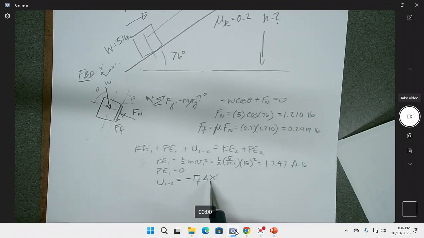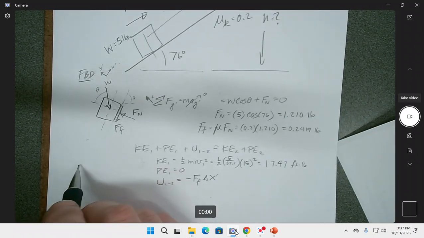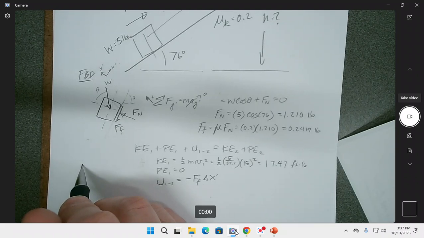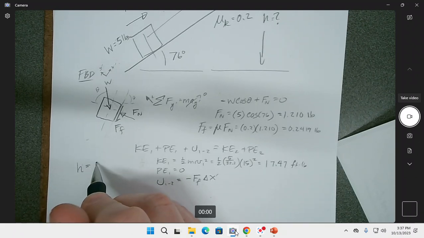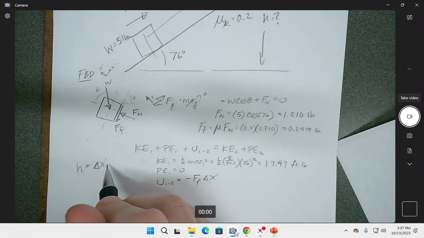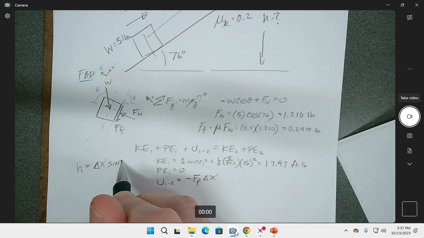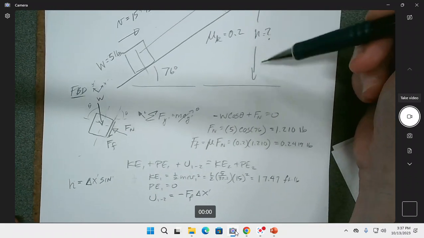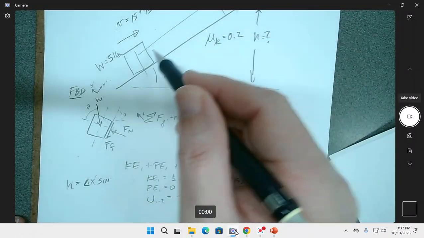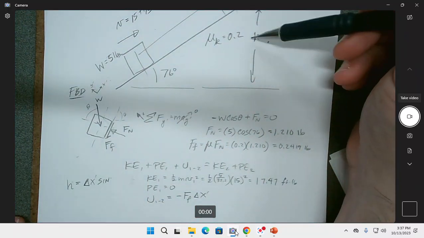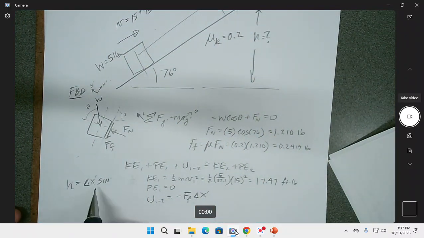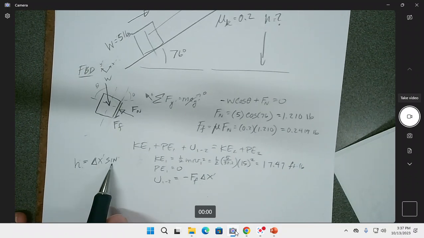Okay, cool. Well, it might be easier if we're going to solve for H. If H is what we want to know, let me think about that. H is going to be equal to delta x prime times the sine of 76, right? Because that would be the hypotenuse of how far it's going to move. But we want to solve for H, so we might as well just put it in terms of H. So we can divide H by the sine of 76.